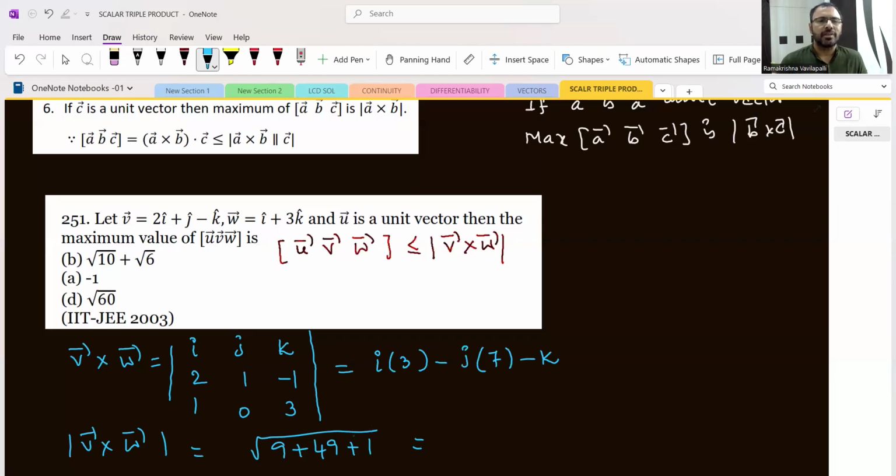Where is option A? Okay. This is root over 59. Option A is missing. Nice. Okay, so here I'm going to write option A, that is root over 59. All right.